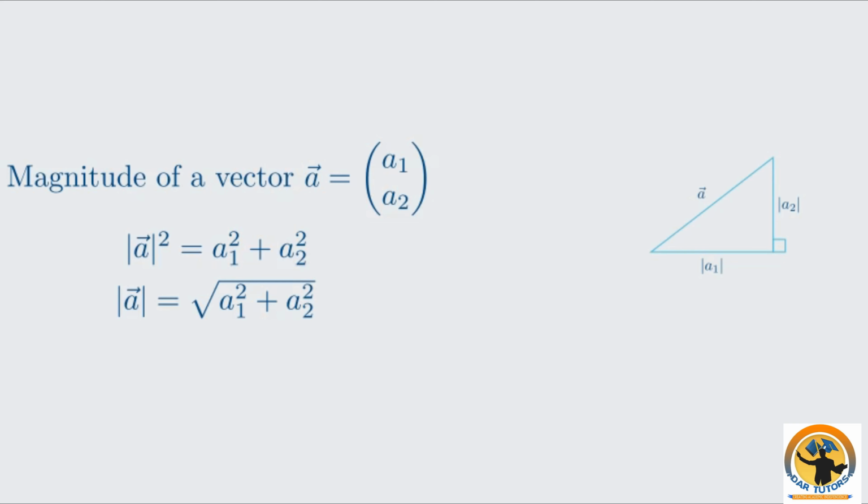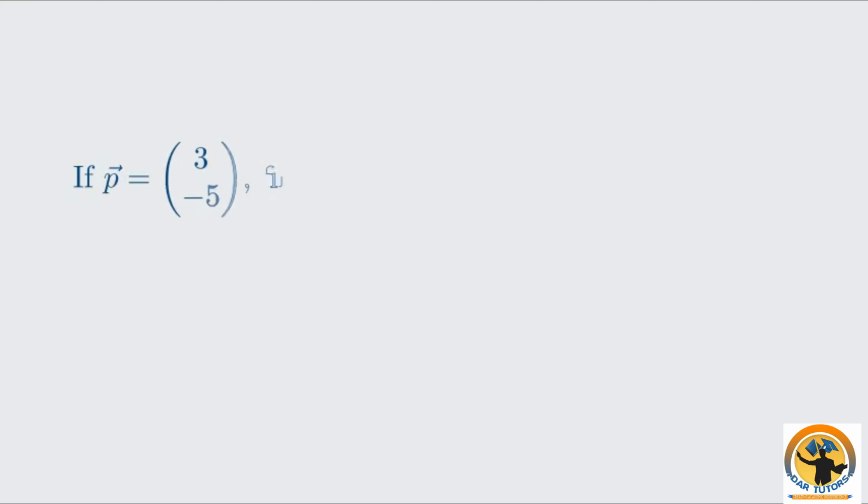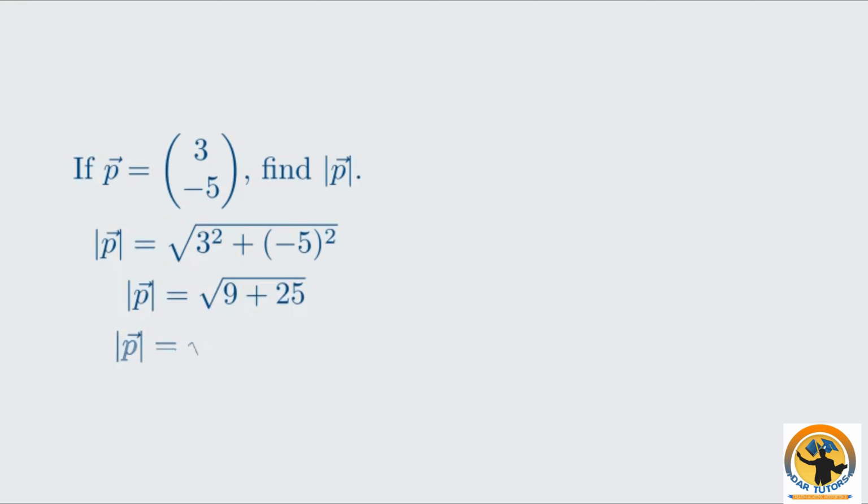The square root of a1 squared plus a2 squared. Let's work through an example. Suppose we have the vector p equals (3, -5). To find its magnitude, we apply the formula.